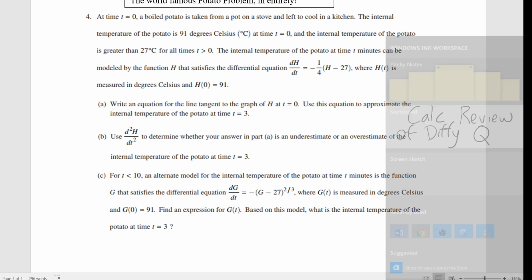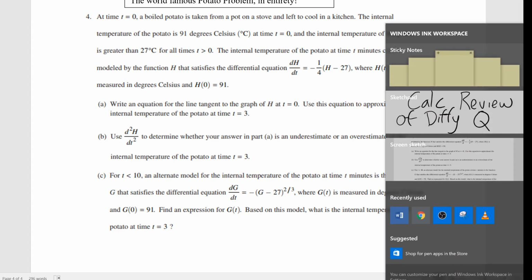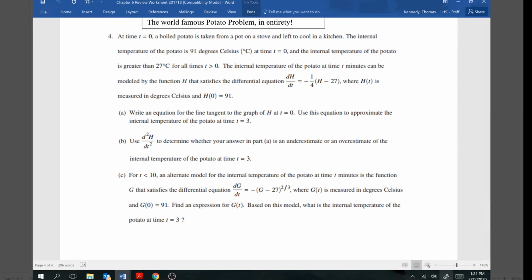Okay, so this question is pretty famous because when this was on the AP test, kids came to me very, very sad about this question. And so this is a really good example of a kind of veiled differential equations question. So the first part of the question says, write an equation for the line tangent to the graph at t equals 0, and use this equation to approximate the internal temperature of the potato at t equals 3.